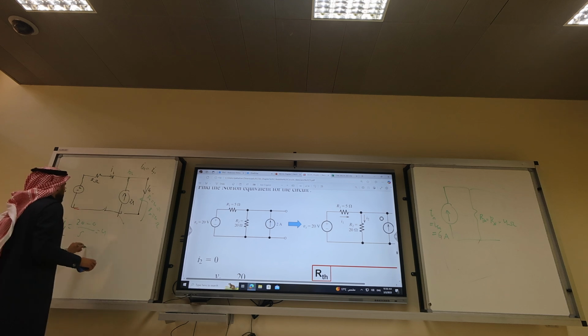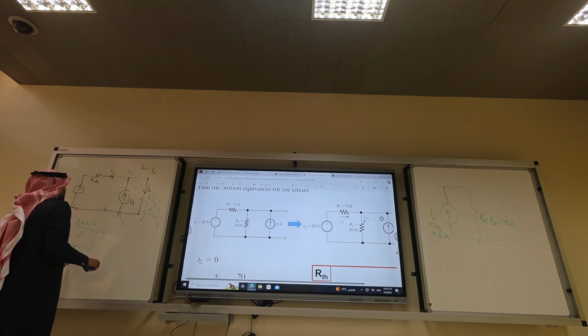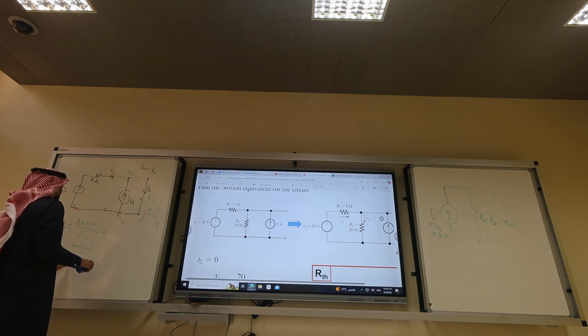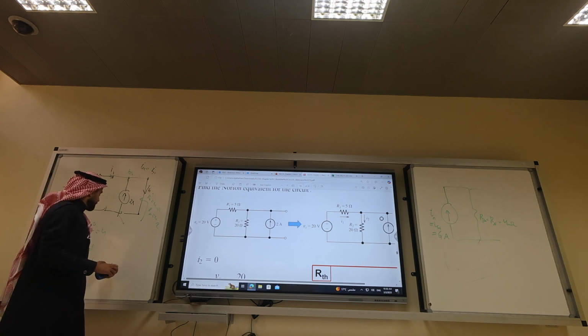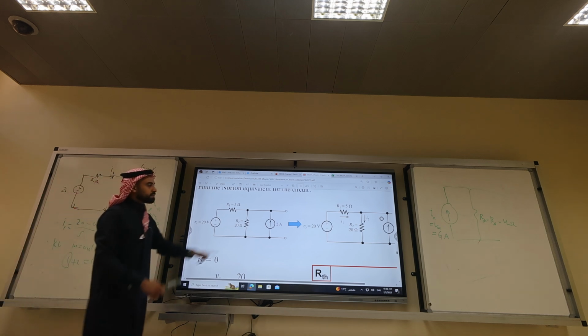N equal out. What is N? I1 plus 2 equal out. I short circuit. So what is I1? It's 4. 4 plus 2, short circuit is 6. So that's the Norton current.